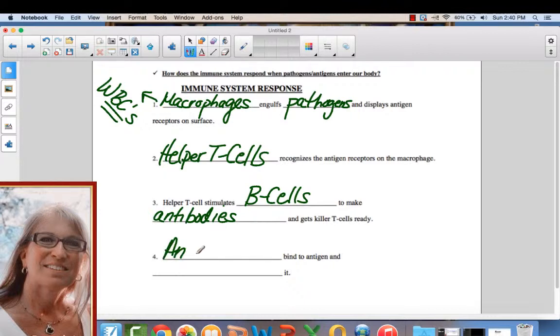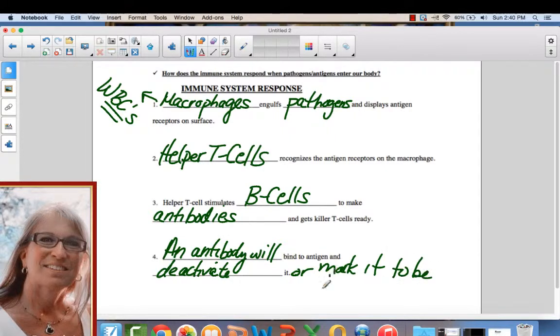So an antibody will bind to an antigen and deactivate it or mark it to be killed. And then another cell will come along and kill it.